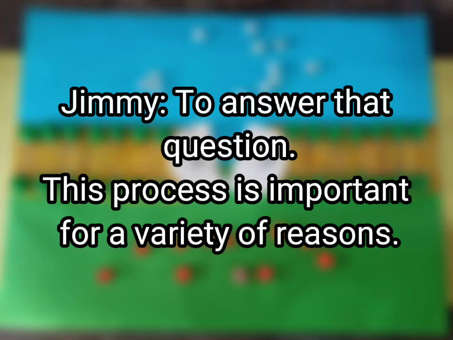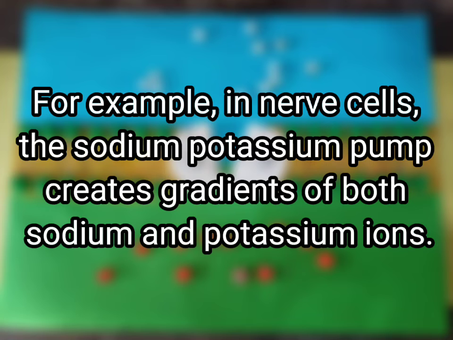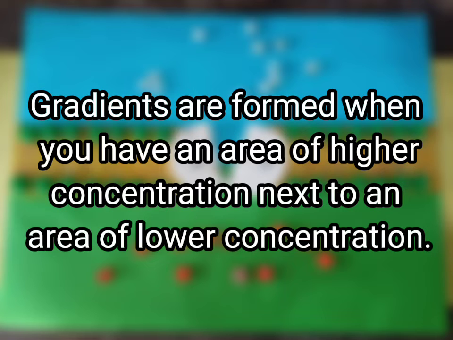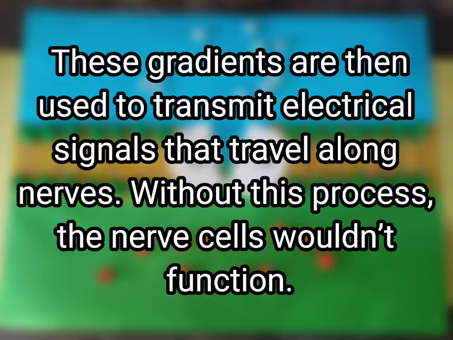That's a good question. This process is important for a variety of reasons. For example, in nerve cells, the sodium-potassium pump creates gradients of both sodium and potassium ions. Gradients are formed when you have an area of higher concentration next to an area of lower concentration. These gradients are then used to transmit electrical signals that travel along nerves. Without this process, the nerve cells wouldn't function.